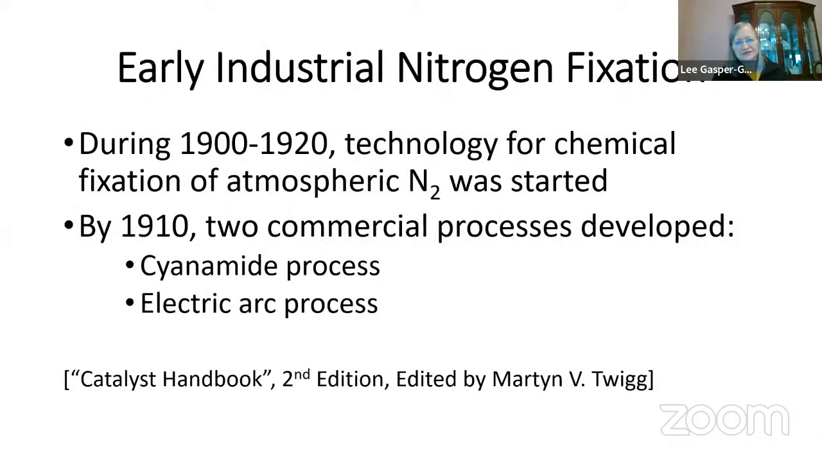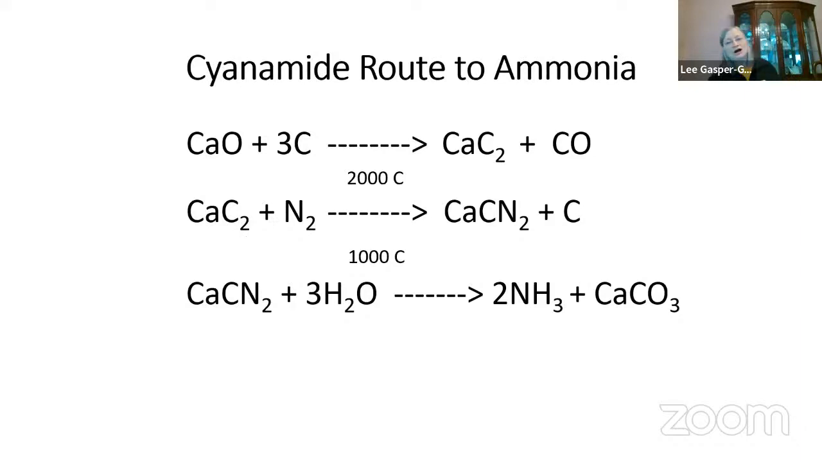So the early industrial nitrogen fixation was being developed around 1900 to 1920. By about 1910, there were actually two commercial processes developed. Those were the cyanamid process and the electric arc process. So let's take a look at those two processes. For those of you that like chemistry, like I do, here are the chemical steps in making cyanamid, or using the cyanamid route to get to ammonia.